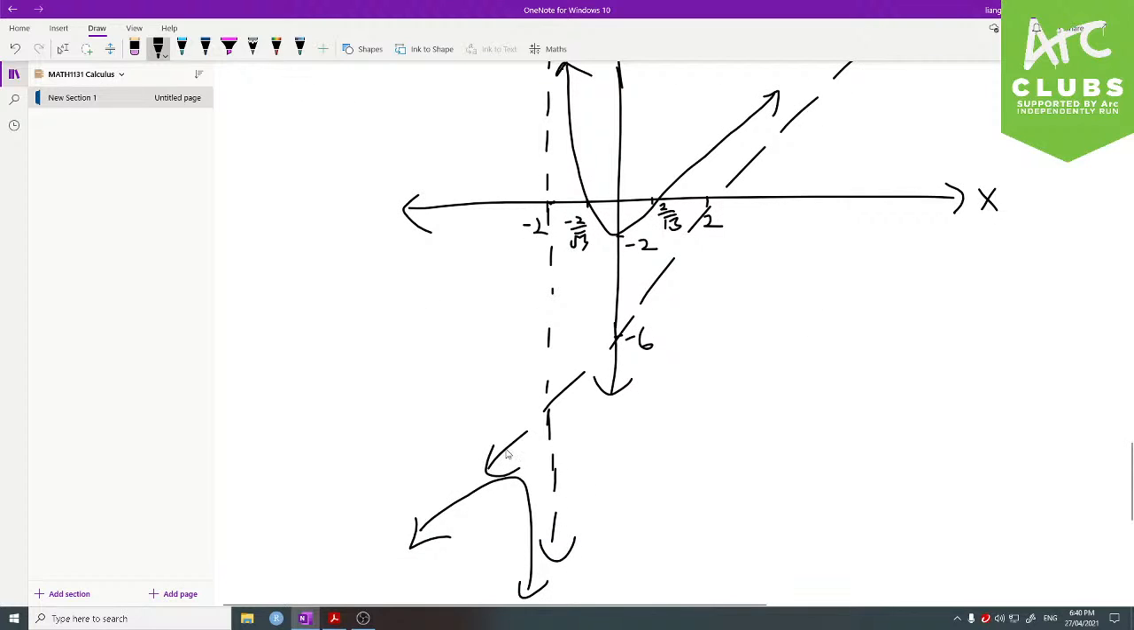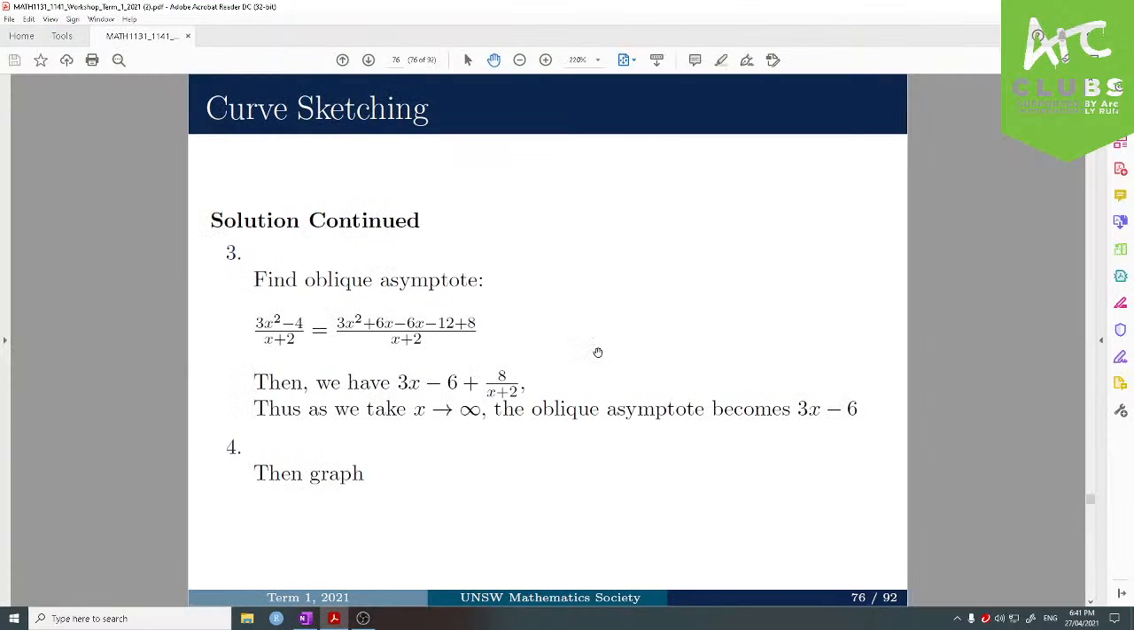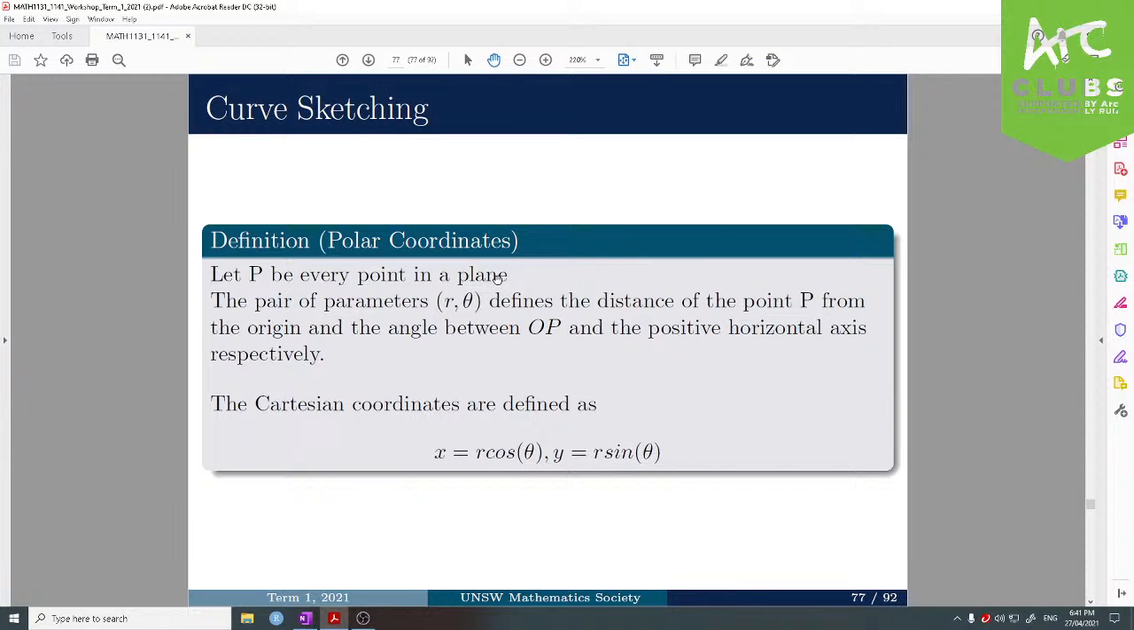If you're worried that perhaps the branch is here instead, that wouldn't make sense, because as we have calculated the intercepts, there's no intercept around here, so it can't be this branch. It must be this bottom branch down here. That should conclude the oblique asymptotes bit. Let's move on to having a look at polar coordinates instead.